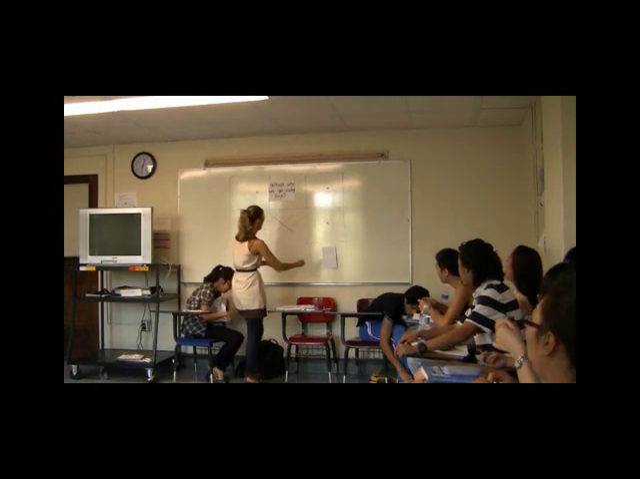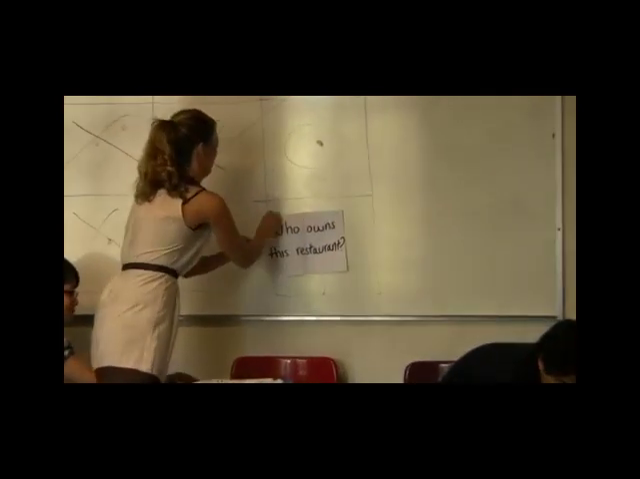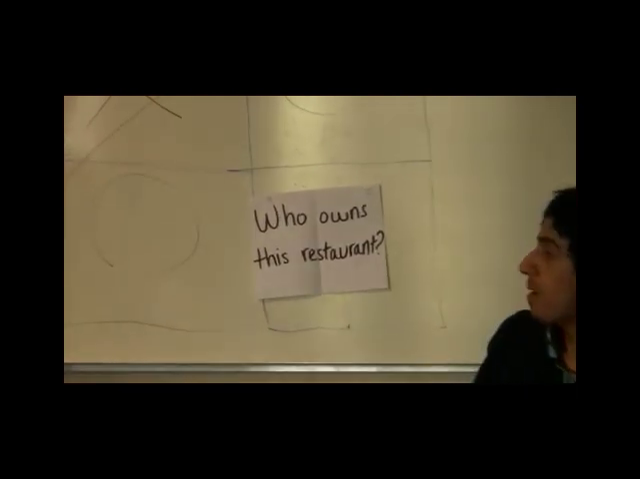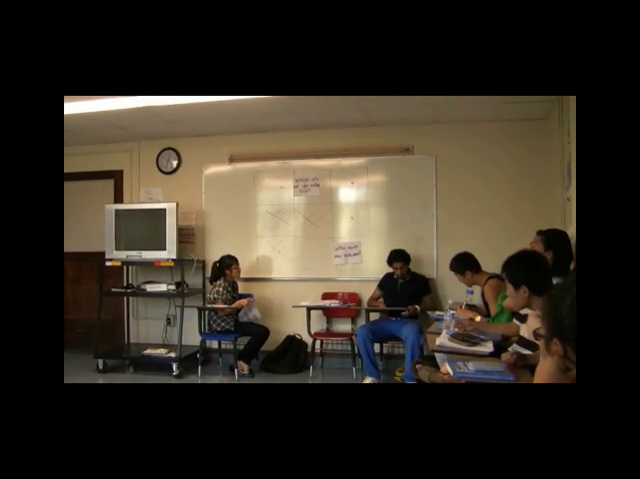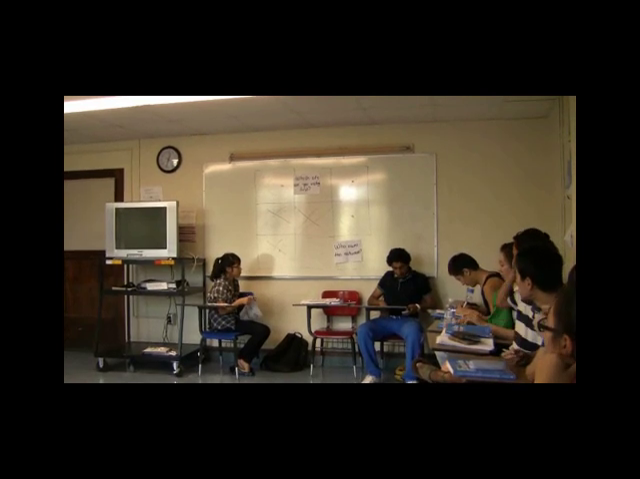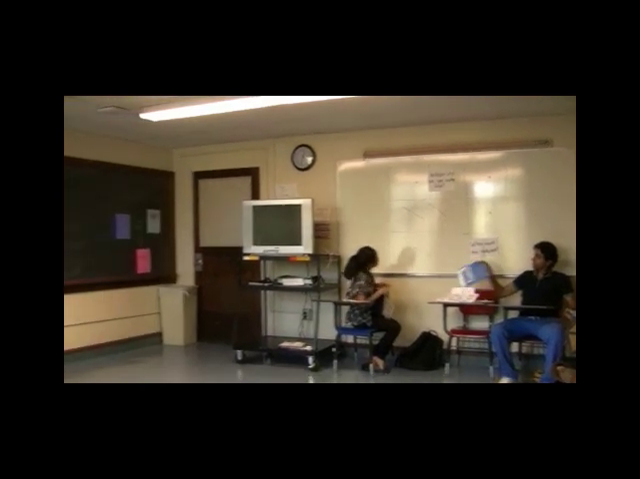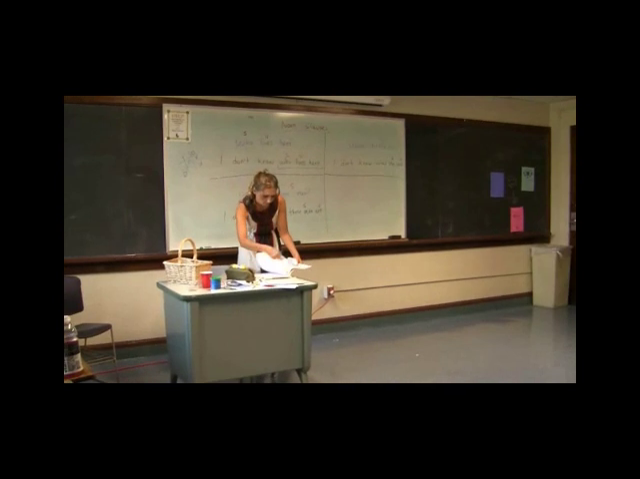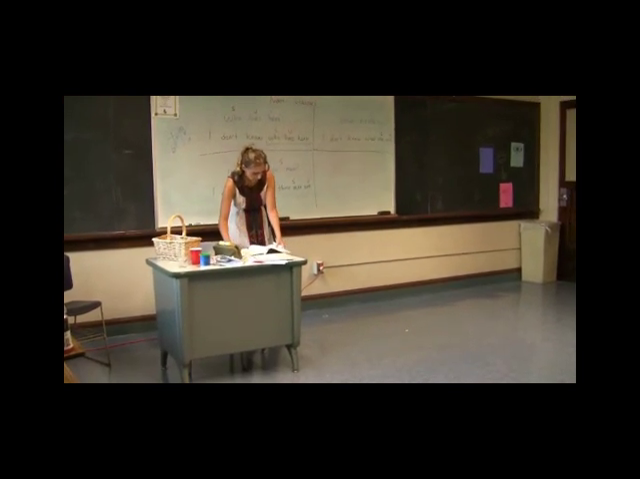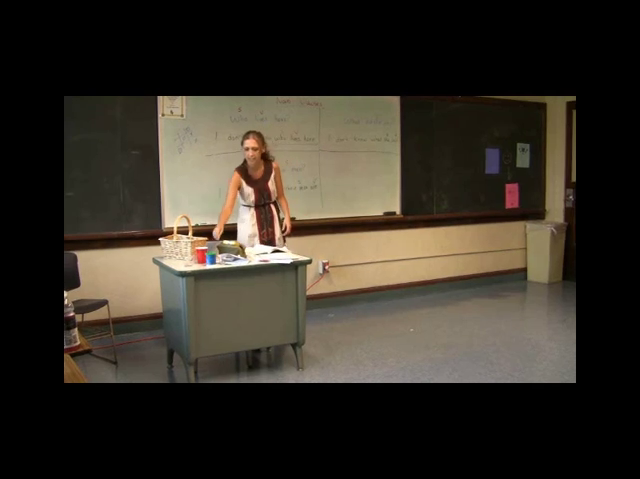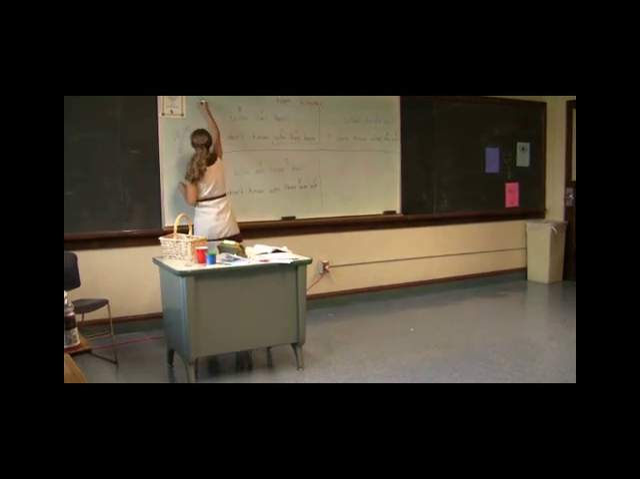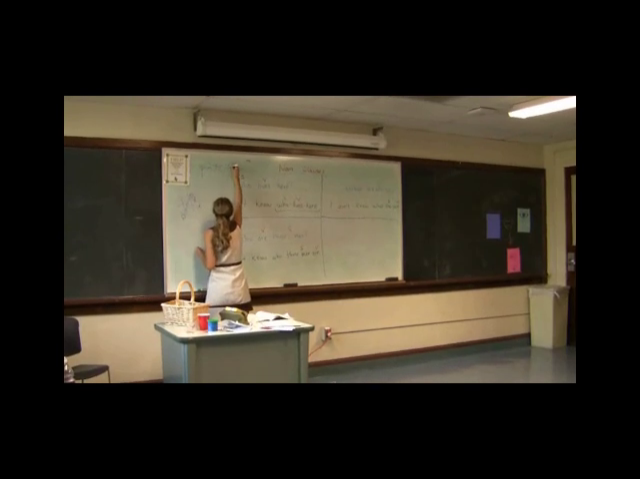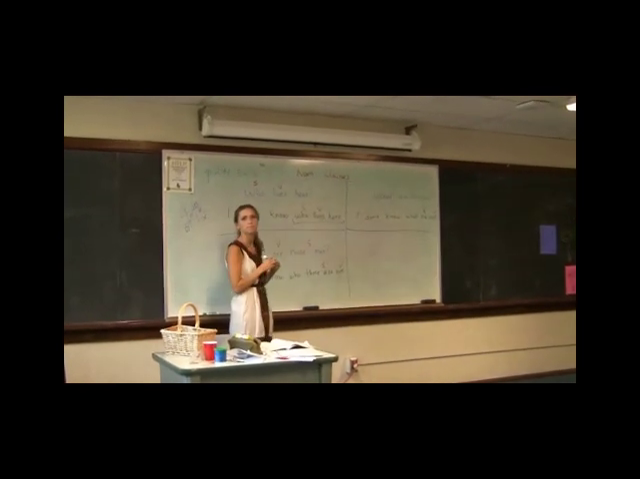All right, let's do the last one. Who owns this restaurant? Who wants to do this one? Me. Okay, you. I don't know who owns this restaurant. You guys got this. All right, let's do some practice in the book. Let's go to page 244, exercise 6.